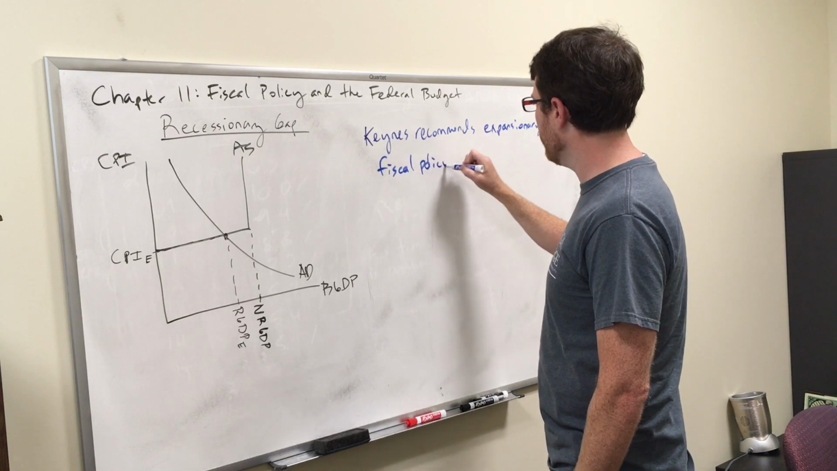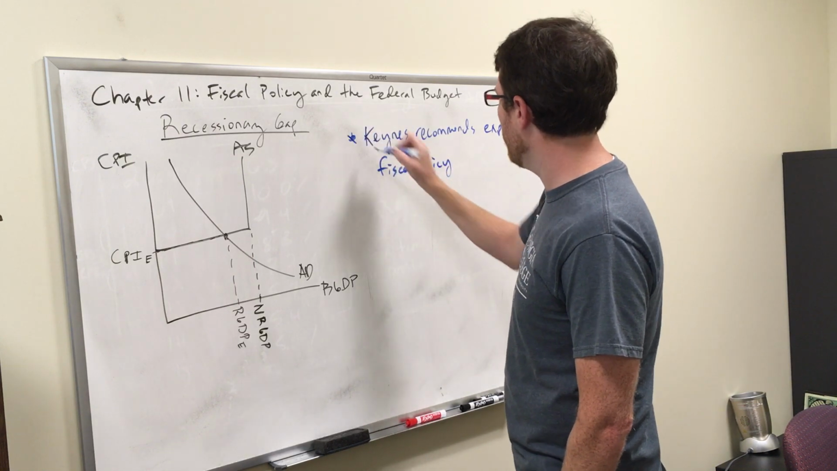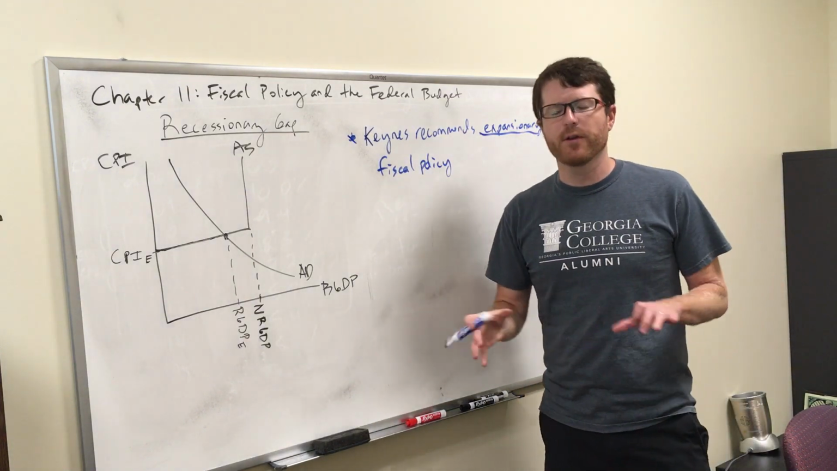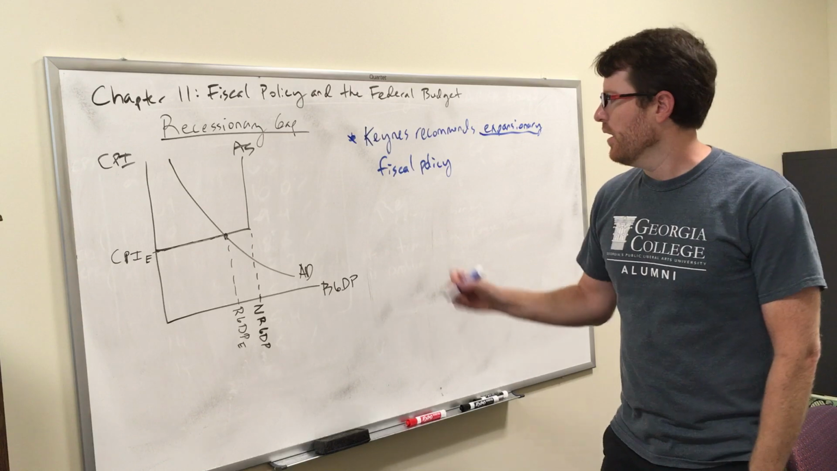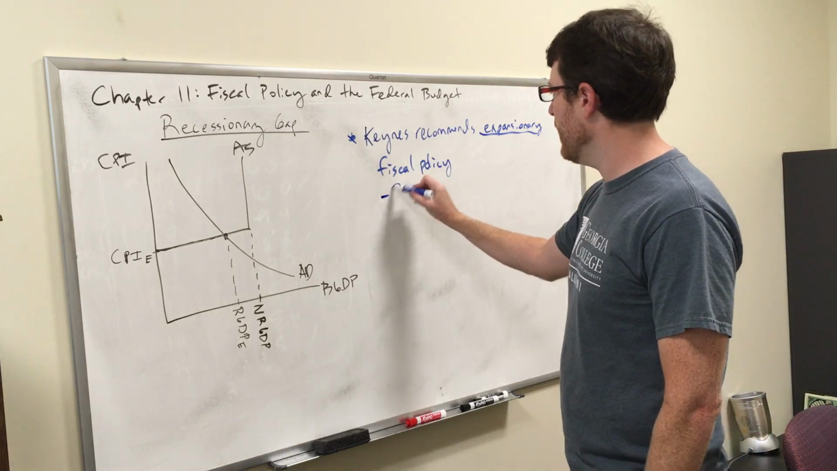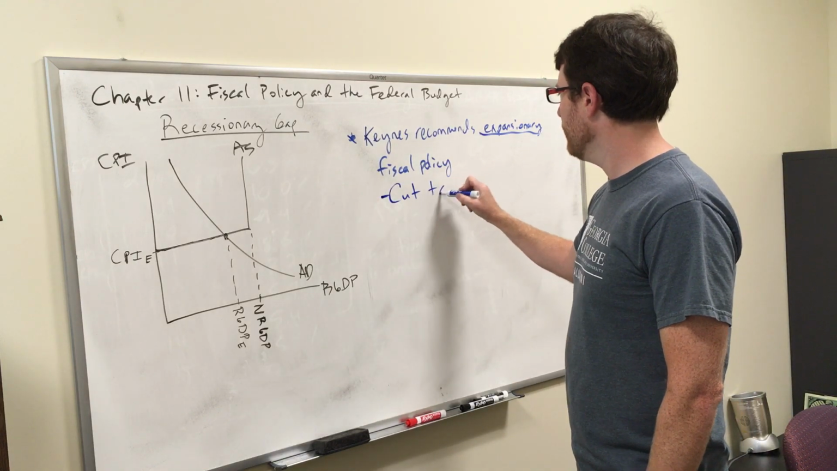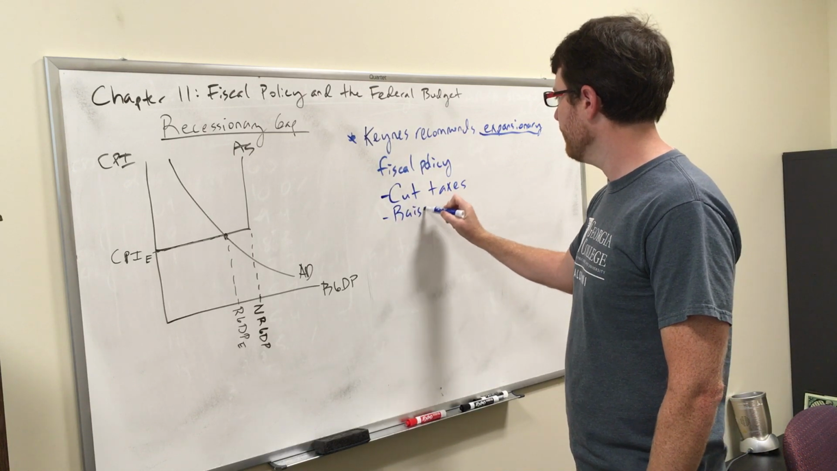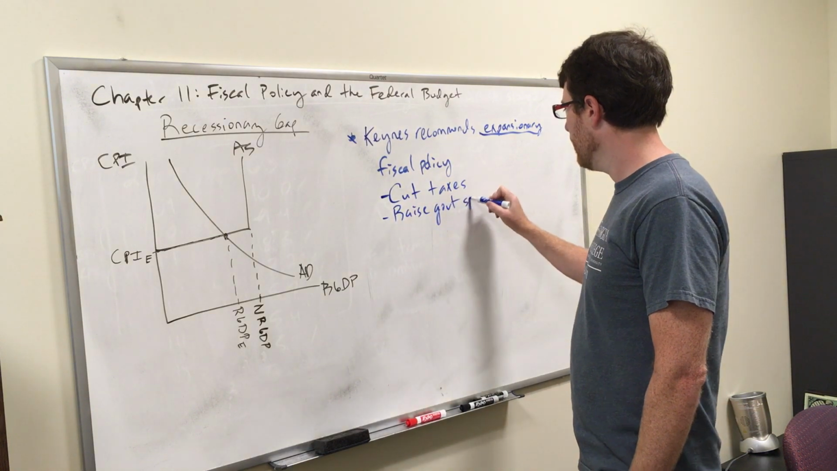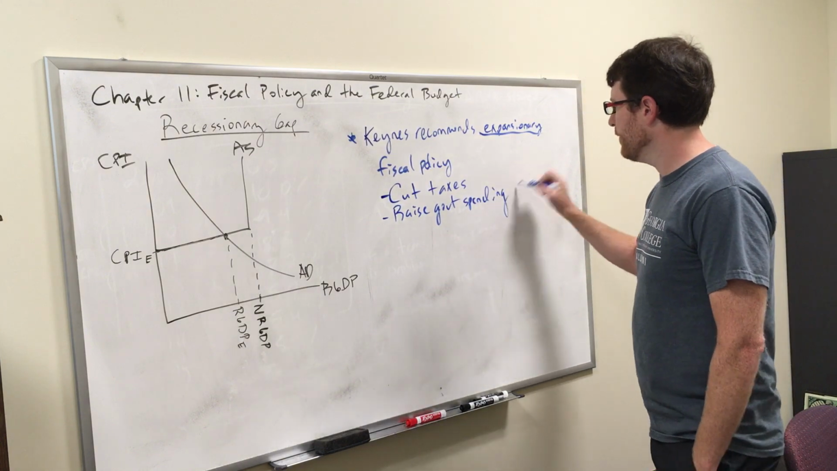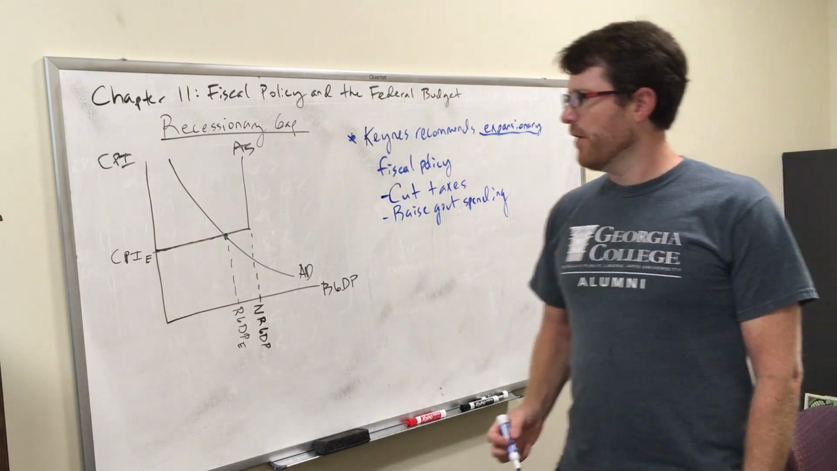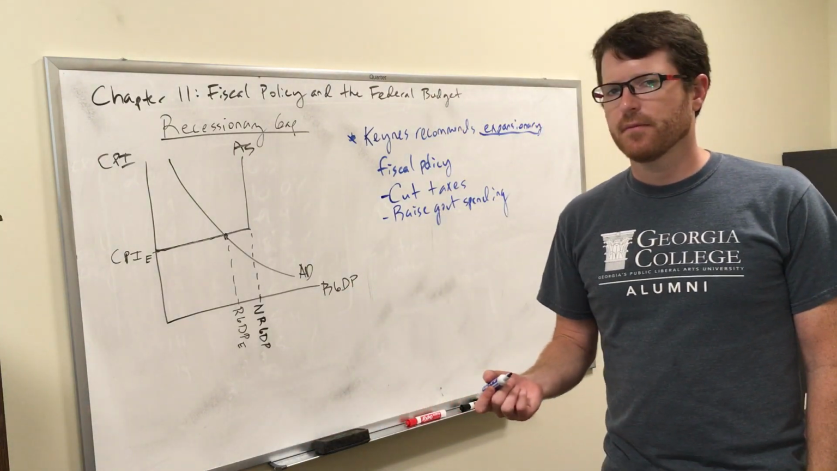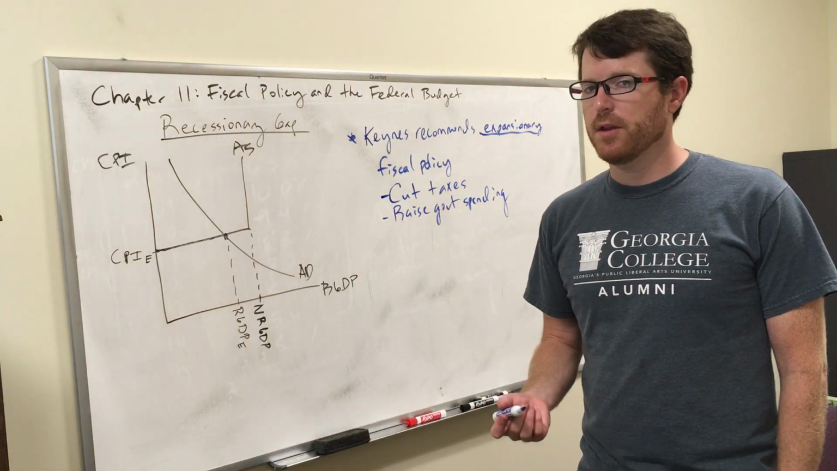Expansionary fiscal policy, the expansion part of that refers to expanding the economy. So basically figuring out a way to make GDP go up. And Keynes recommends to cut taxes and/or raise government spending. And the logic is that if the government increases spending or cuts taxes, people will have more disposable income. And if people have more disposable income, they'll spend more.